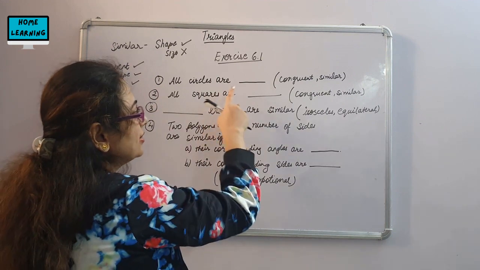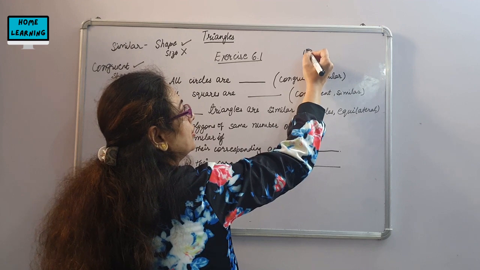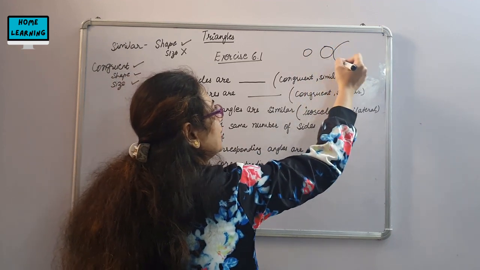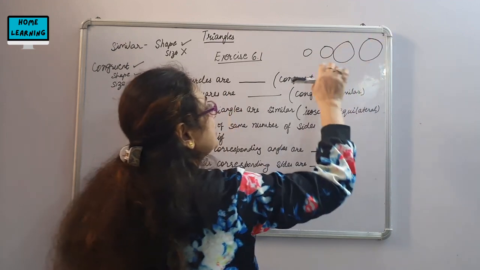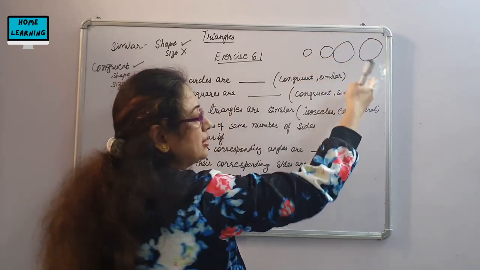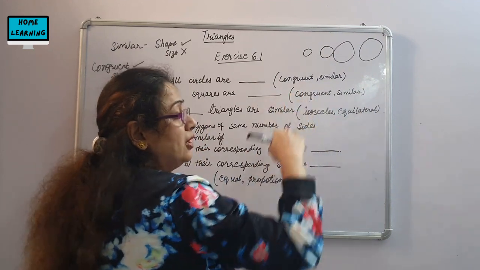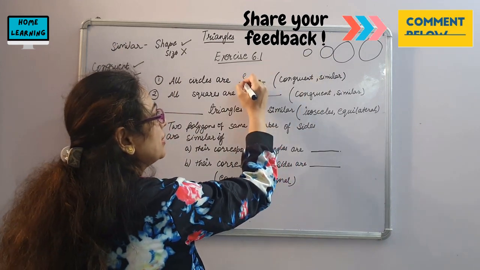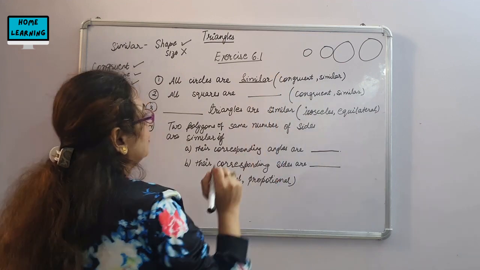Now all circles are, suppose this is a circle and this is another circle and this is another circle. Then comes another circle. These cannot overlie each other. Not exactly the same. So these are not congruent. Whichever circle you take in the world, these will be similar because they have the same shape.